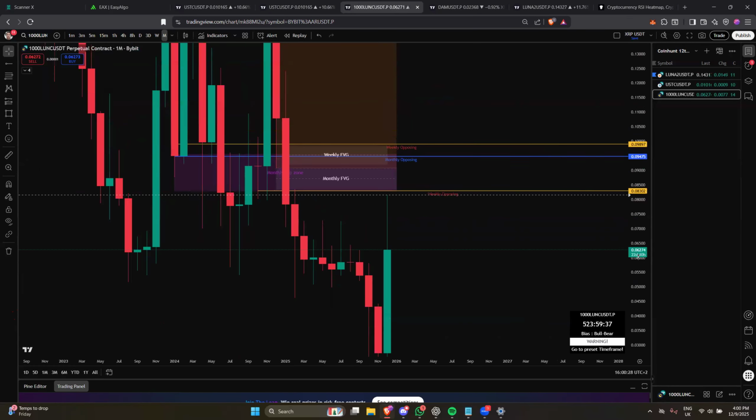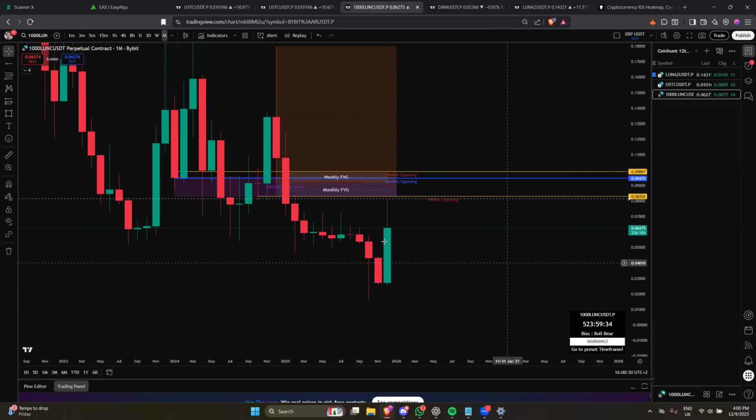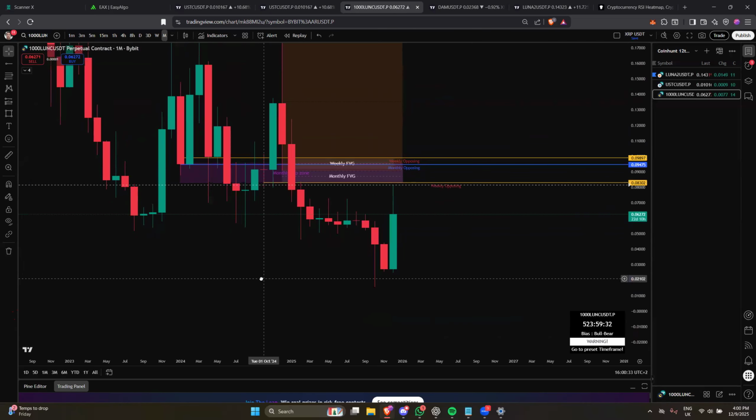Let's have a look at this monthly here. Sorry, I don't know if you guys hear the wind, but it's really strong. That's Cape Town.